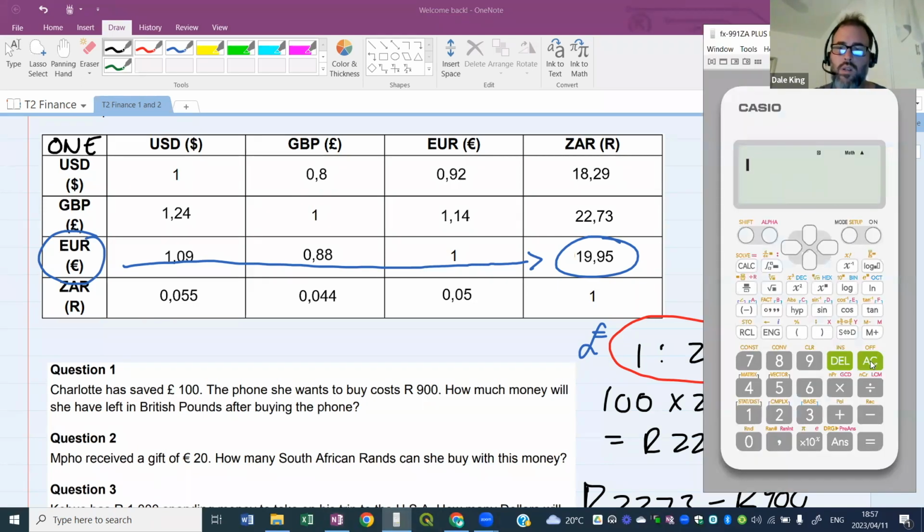Let's do the calculation. We've got 20 euros and we're going to multiply by 19.95, because every one of those euros is 19 rand 95. She's got 20 of them. That'll give her 399 rand. Okay, good job. Yes, well done.